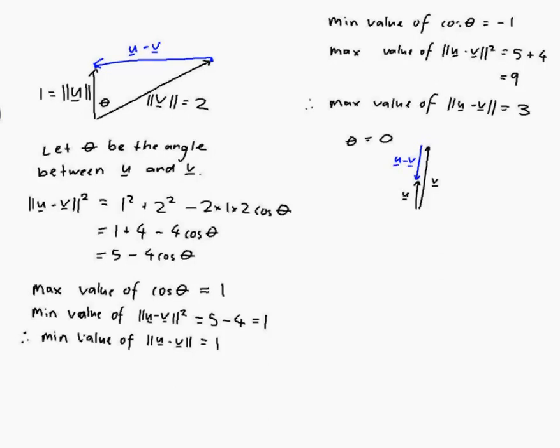Now the other extreme case when cos theta is minus 1 would mean that theta was equal to pi. So that would mean there's 180 degrees between them. So if u is here, then v is 180 degrees from there, which is here. And u minus v is here. So since u is length 1 and v is length 2, u minus v comes out to 3. So yes, I did get the answers right after all.